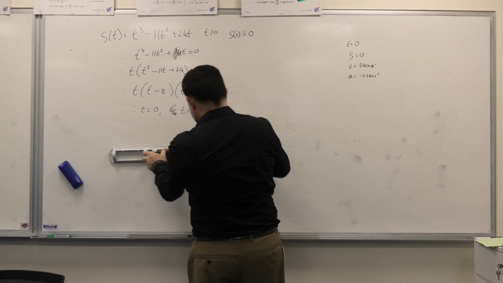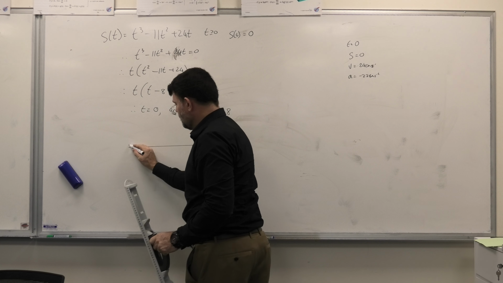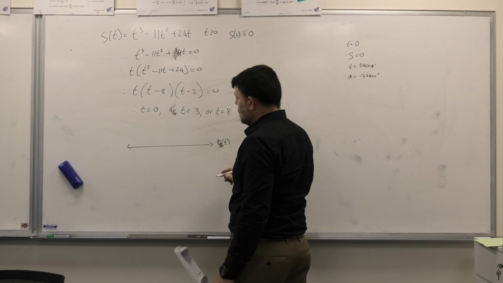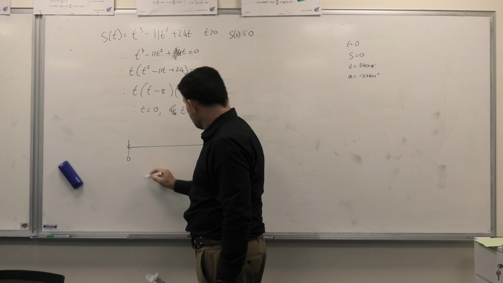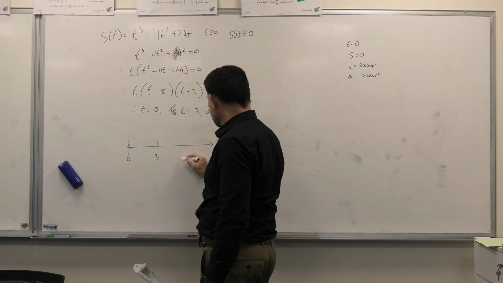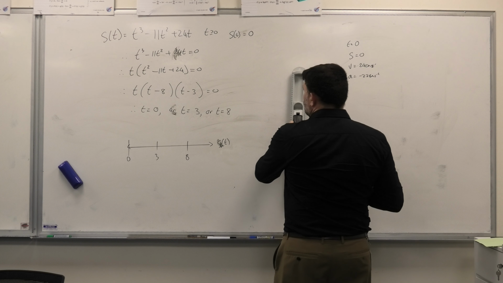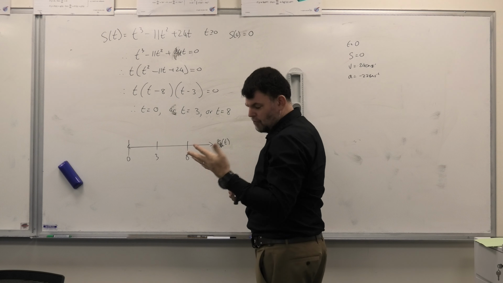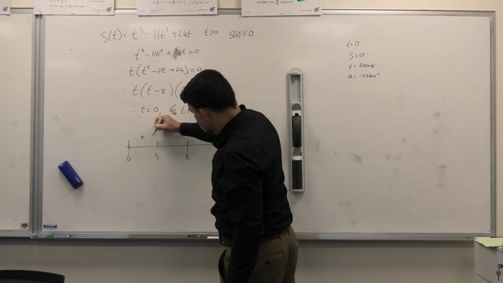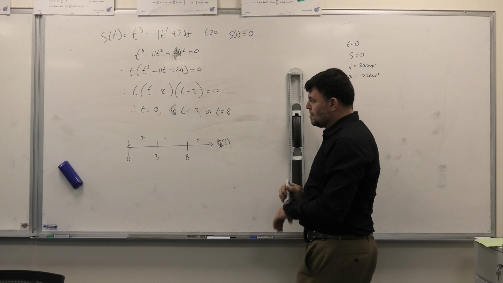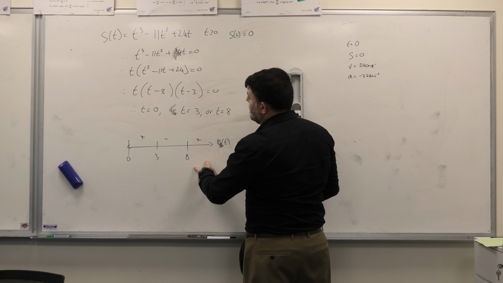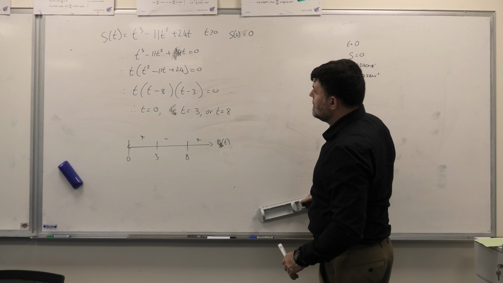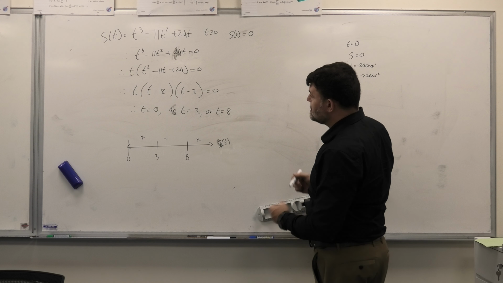Alright. So here is the sign diagram for s of t. We've got 0, we've got 3, and we've got 8. So if we plug in a value between 0 and 3 into this function, and I've already done that for you, I'll give you the answers here. You should get positive, negative, and positive again. So there is our sign diagram for the position function.